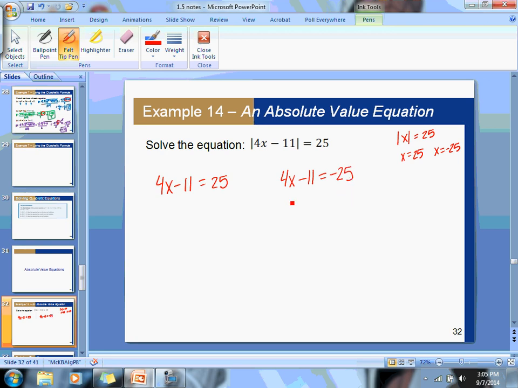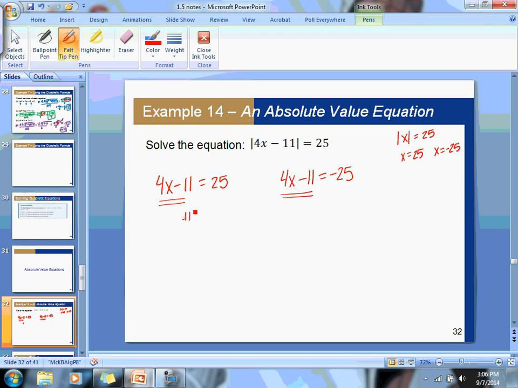Now, depending on who you've had for teachers in the past, for this second case, they might have told you to make the 4x negative and the 11 positive and then set it equal to a 25. I think it's easier and that there's less risk of error if you just take the stuff that's inside the absolute values and set it equal to a positive solution and a negative solution. Okay, it'll have the same effect, you get the same answers, and you're only changing one number instead of 2 or 3 or 5. Okay, so then we have to solve each of these equations.